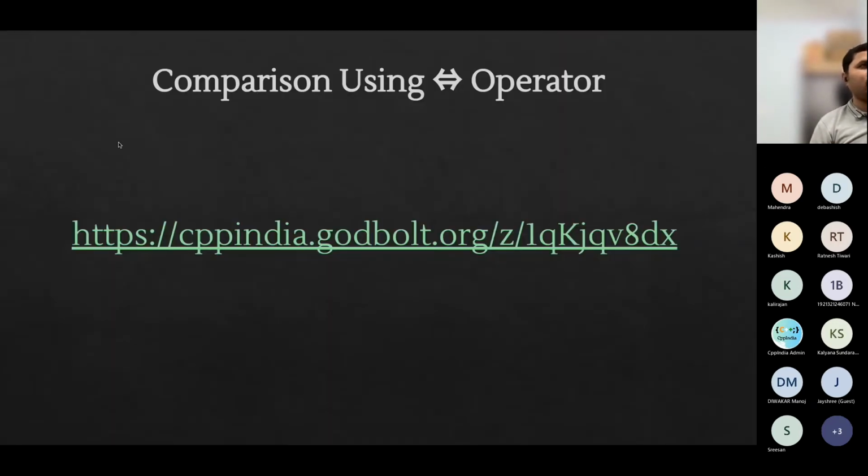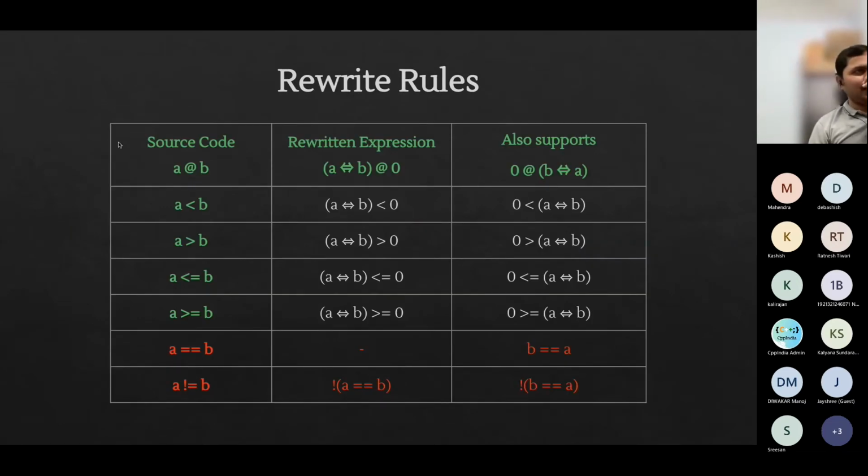And we'll stop for comparison. Okay, so what is the rewrite rule then? Basically, if you are writing any expression using a relational operator, for example a relational operator b, and the spaceship operator is already available, then that expression can be rewritten as a spaceship operator b, with the relational operator and comparison with 0.